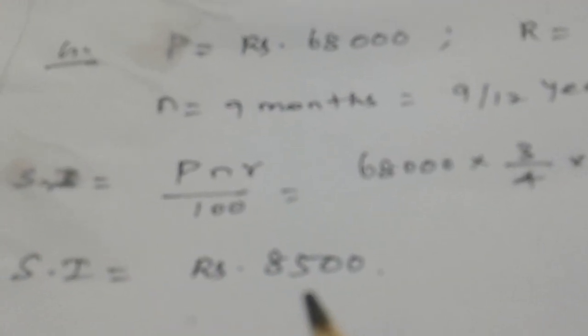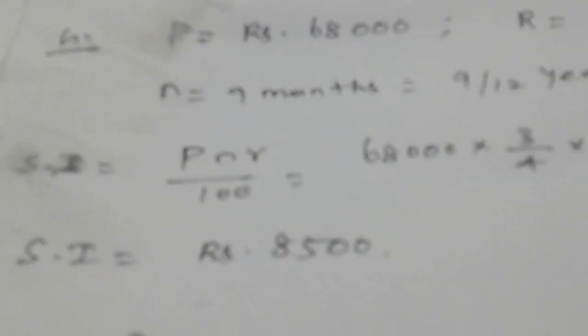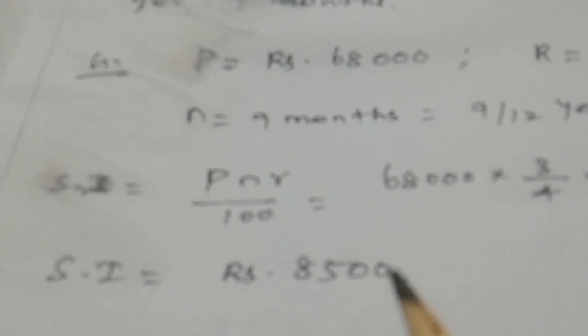So the simple interest formula is PNR divided by 100. Sometimes we write capital N or small n, capital R or small r. So put in the values: P is 68,000, N is 3/4, R is 50/3, divided by 100. After simplifying that, the amount is rupees 8,500. So for this example, the simple interest is rupees 8,500.